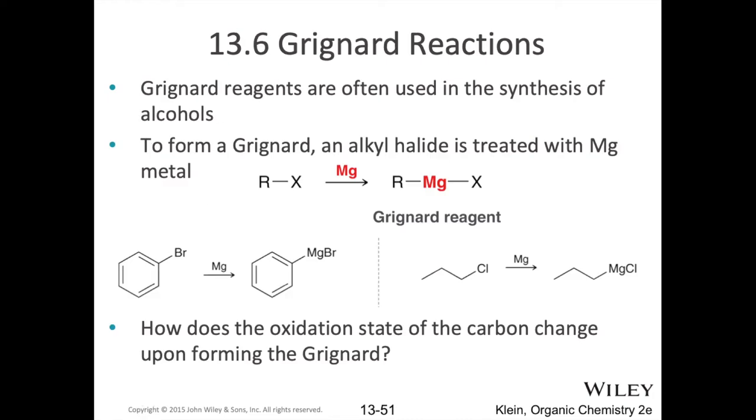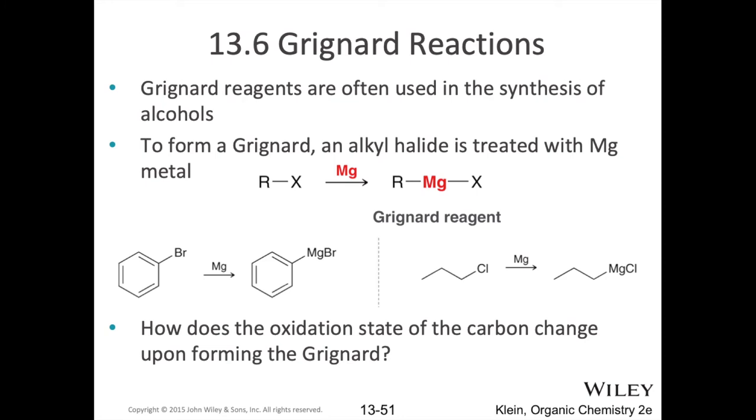Another way to make an alcohol group is to use a Grignard reagent. Grignard reagents are very, very useful. We're going to see from a synthetic standpoint that they allow us to add on carbons. They're a very useful way to extend a carbon skeleton. We've already seen some ways to do this, and so this is just another tool you can add to your synthetic arsenal.